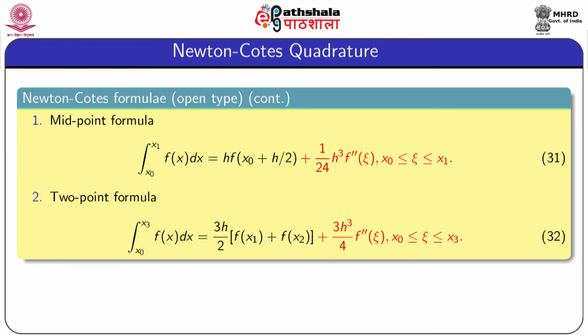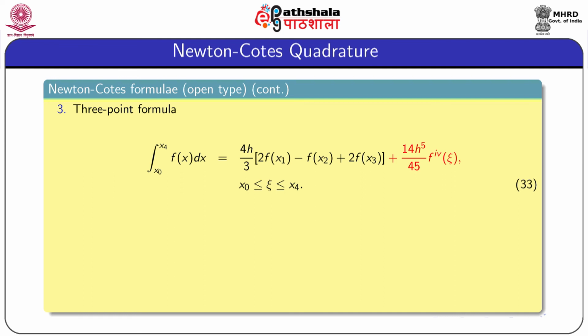Now we consider another formula known as the two-point formula. Here also the integral from x0 to x3 of f(x) dx is equal to 3h by 2 times f of x1 plus f of x2. In this formula also the endpoints x0 and x3 are excluded, and the last term indicates the error term. The 3-point formula is this one: the integral from x0 to x4 of f(x) dx equals 4h by 3 times 2 f of x1 minus f of x2 plus 2 f of x3, plus the error term, which is 14h to the power 5 by 45 times the fourth derivative of f at xi.